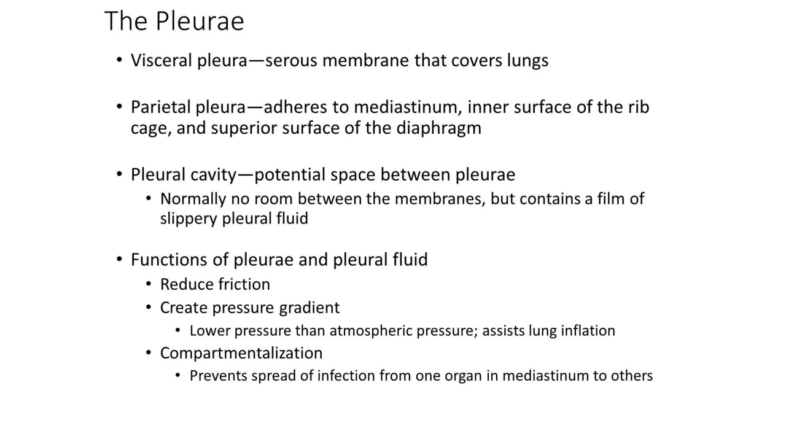The pleurae. Well, these are all the different membranes that deal with the lungs. You have a visceral pleura. This is a serous membrane that covers the lungs. You have a parietal pleura. This adheres to the mediastinum, the inner surface of the rib cage, and the superior surface of the diaphragm.